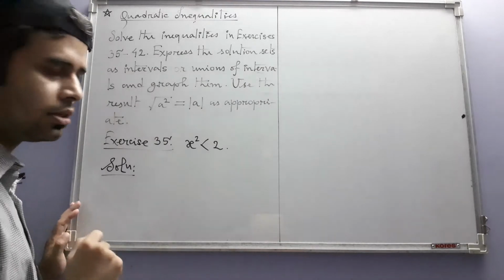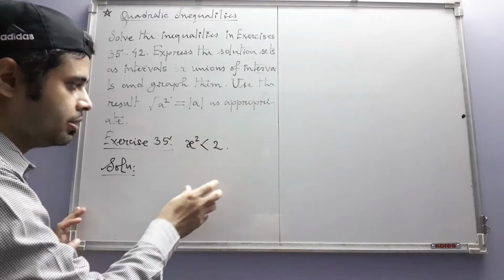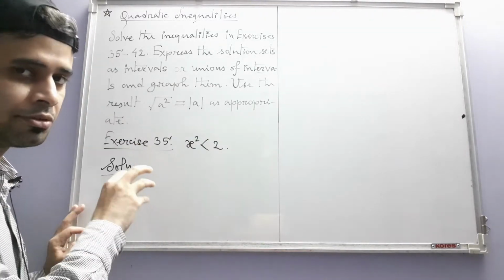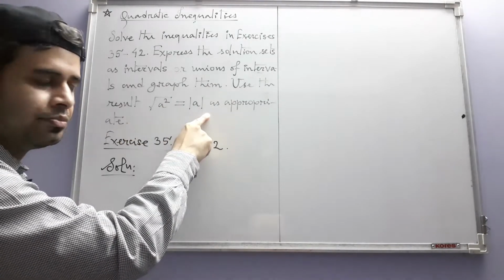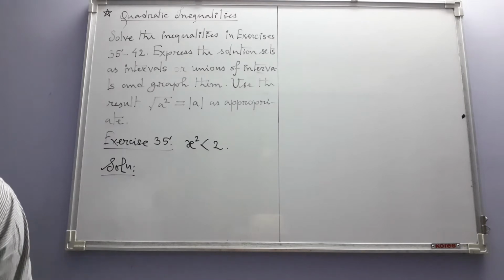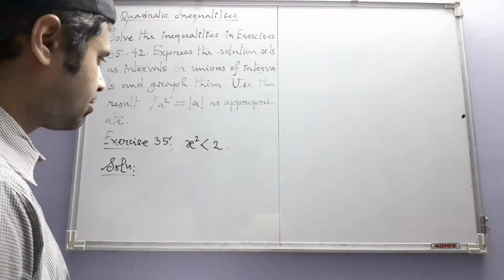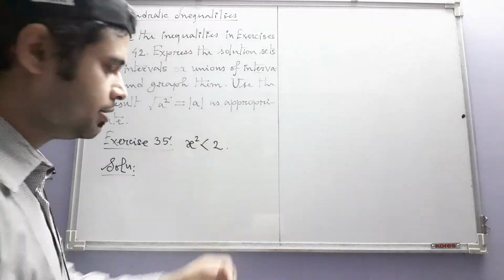to graph the solutions. But we can turn such inequalities into an inequality that we have already seen, into a type of inequality we have already seen using this identity. So that's what we are going to do here for this one. So the 35th one is x squared less than 2. So we have to find all real numbers x that satisfy this inequality.